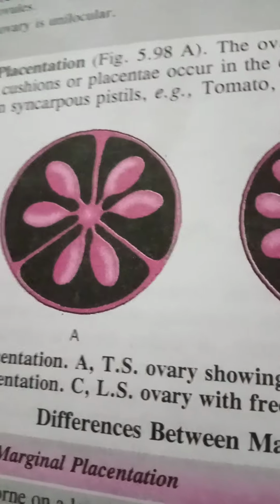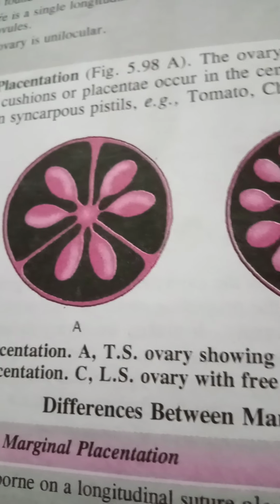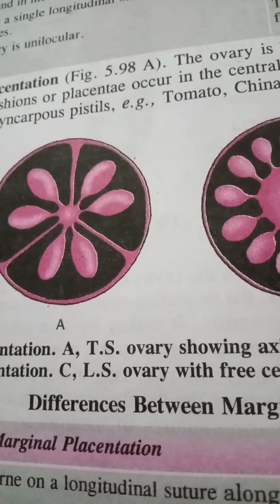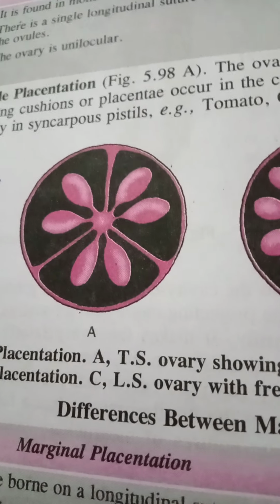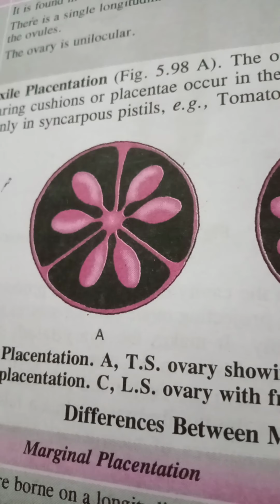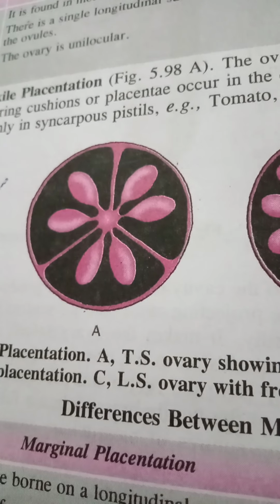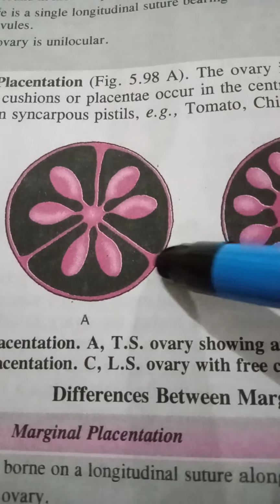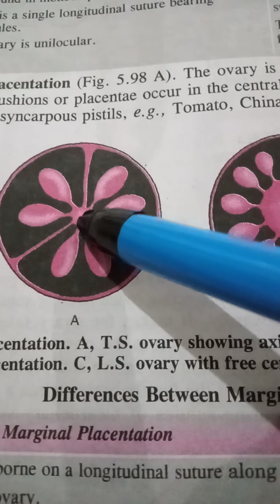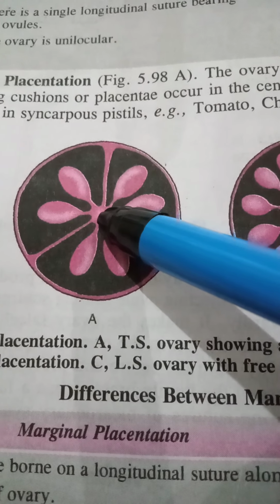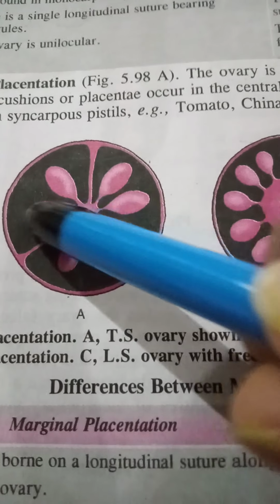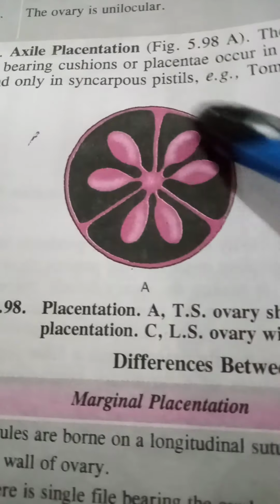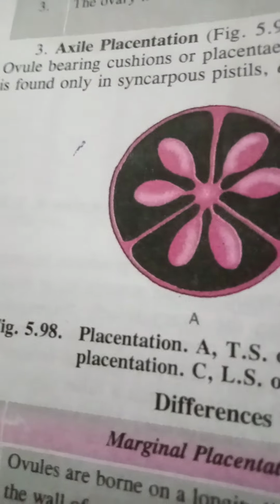Then the third type is the axile placentation. Here the ovary is bilocular or multilocular. Septa are present and the ovules occur in the central region, where the septa meet. Now this is a septum, this is a septum, this is a septum. They are commonly meeting at a particular point at the center. So from this portion, ovules are developing. Here also, this one. So this is the axile placentation.